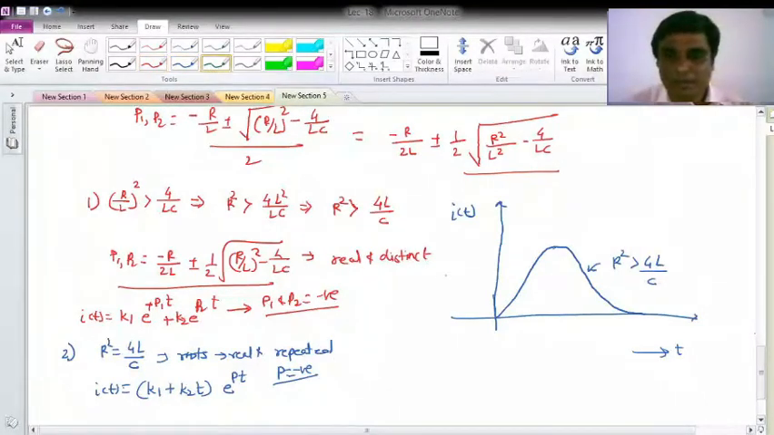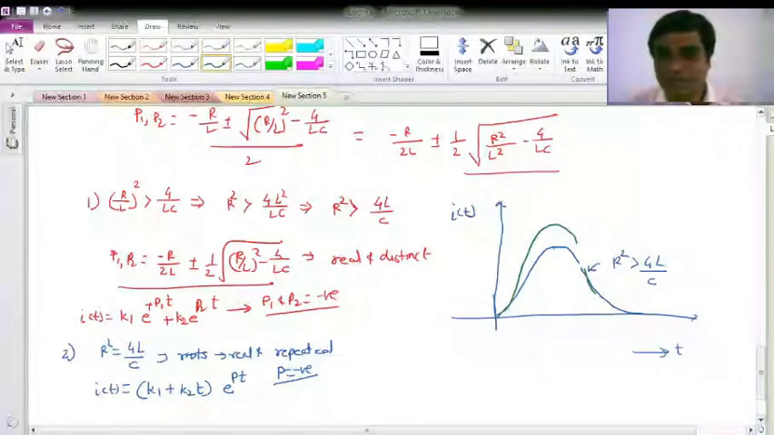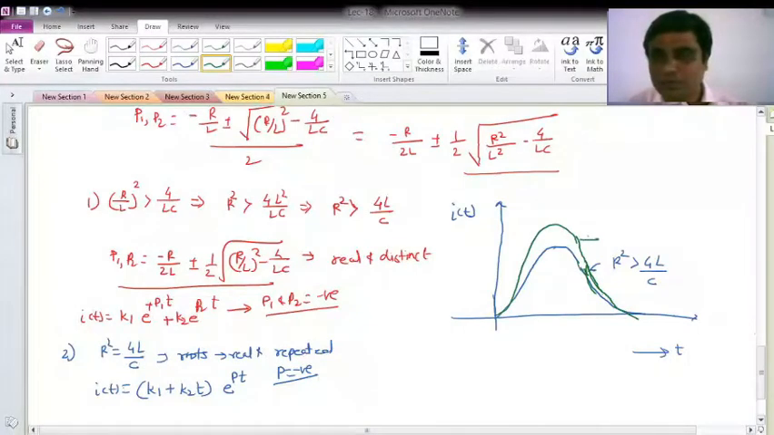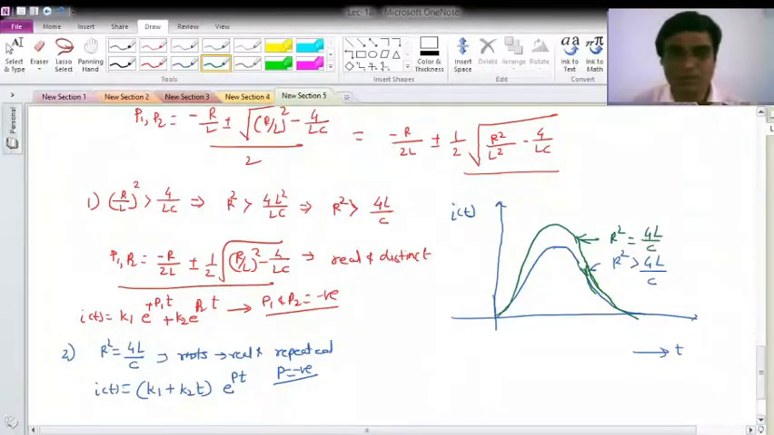So at that time, how will the response be? Again it is the same as your first case, but it will be like this. It will be this way. So this is for when R square is equal to 4L upon C.